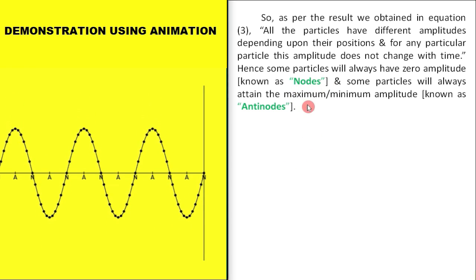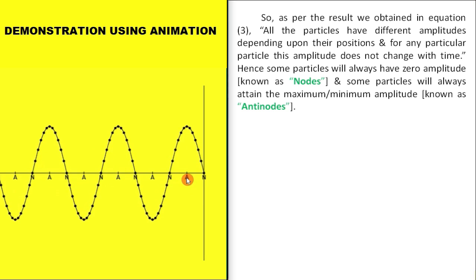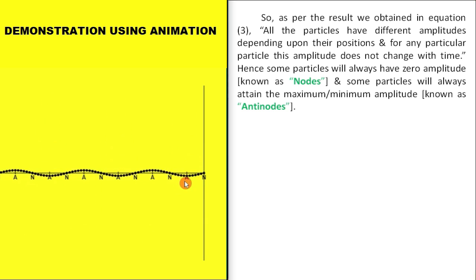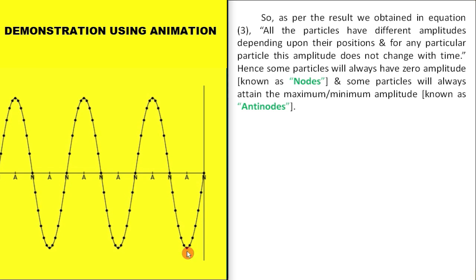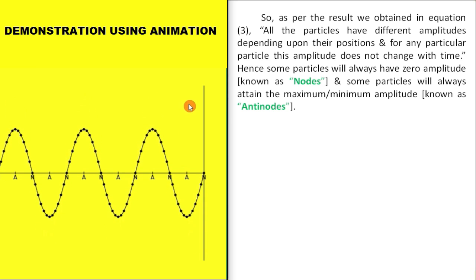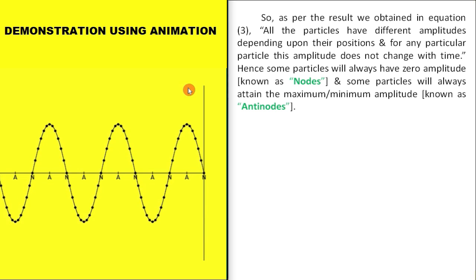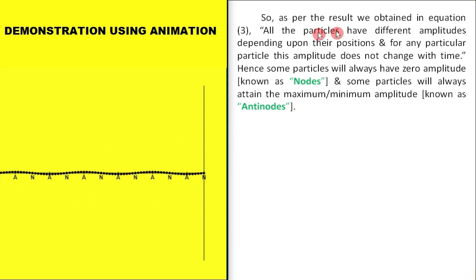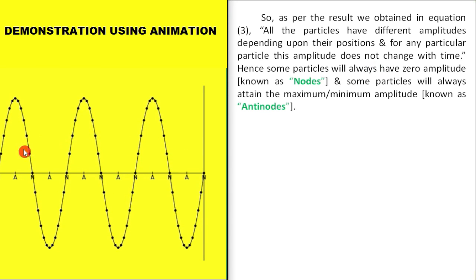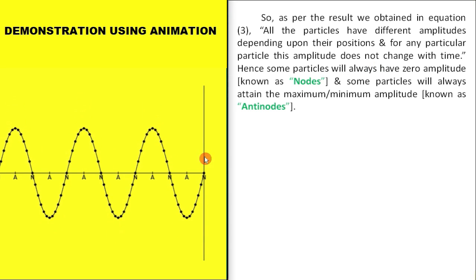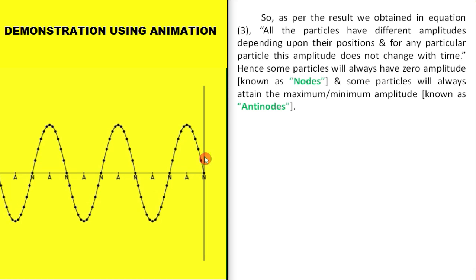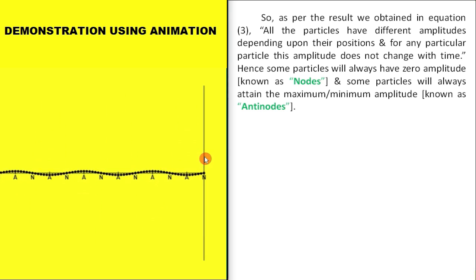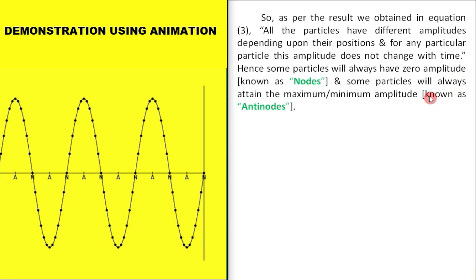And the points at the A, whatever I have written here, you can look at those points. Those points are always coming to the minimum extremum, and here also they are moving to the maximum. Those points are known as antinodes. So here I have written that since all the particles have different amplitudes according to their position, there must be some positions where the amplitude is going to be maximum or minimum.